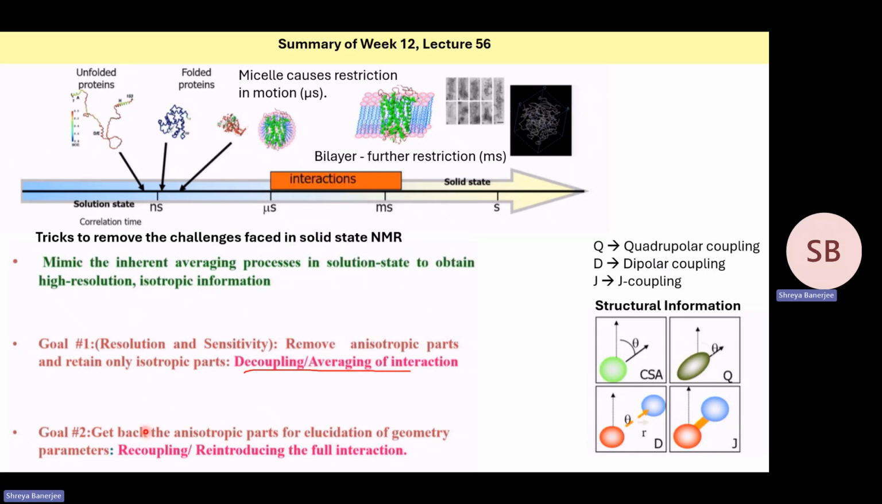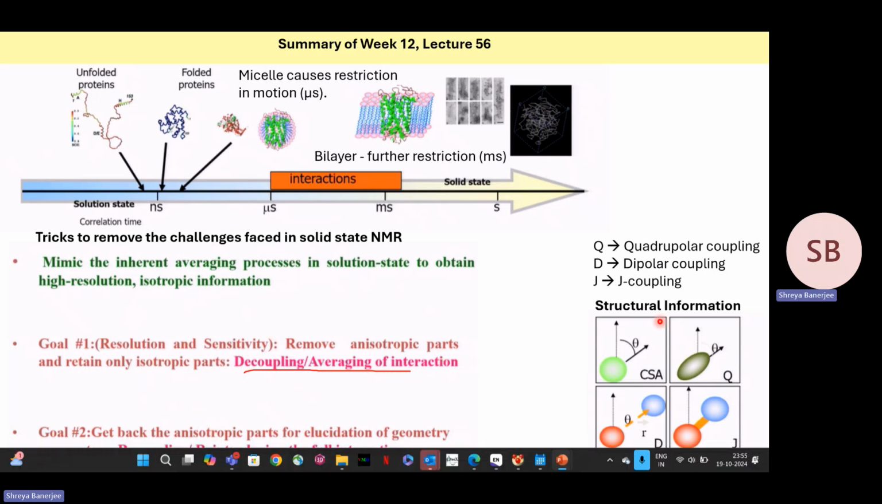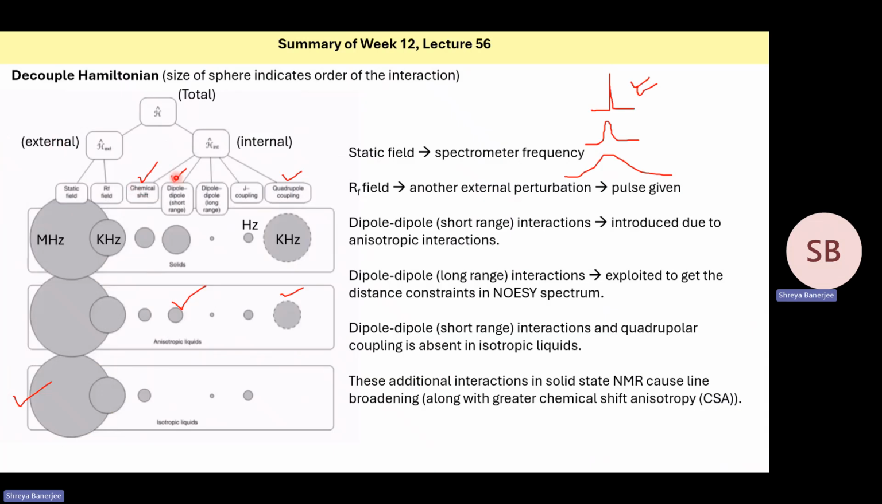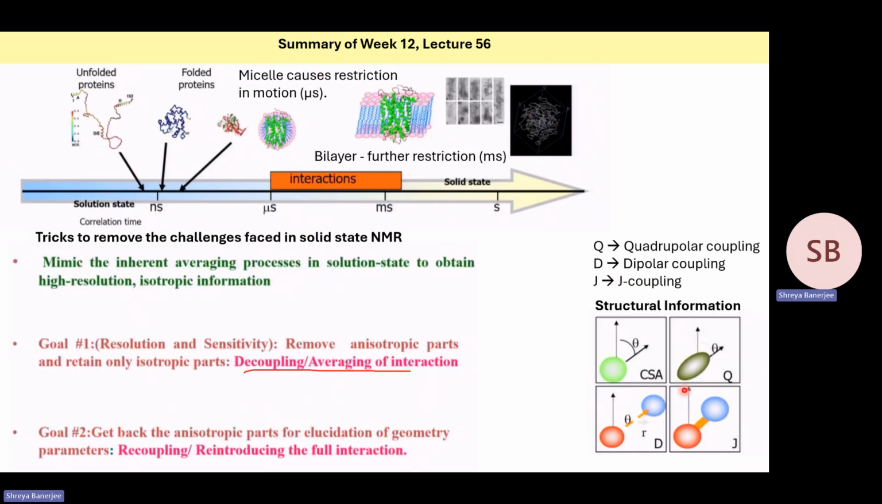The second goal is, after getting a sharp spectra, we have to get back the anisotropic part so that we can find out the geometry parameters. Each of these anisotropic components is very important to find out the orientation or geometry of the molecule. For example, the chemical shift anisotropy, the quadrupolar coupling, dipolar coupling, J coupling, each of these gives very vital and crucial information about the geometry of the molecule.